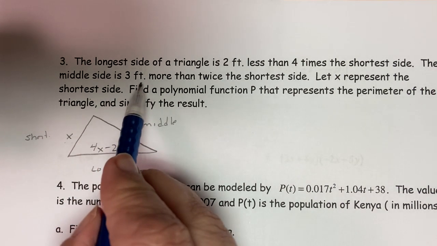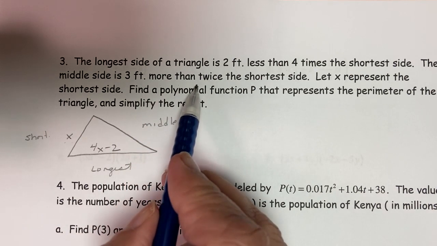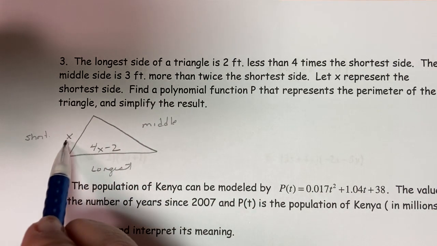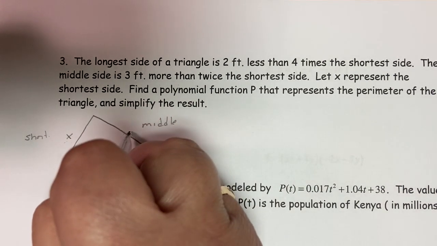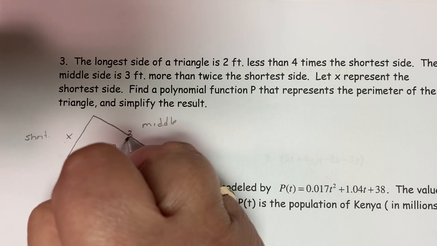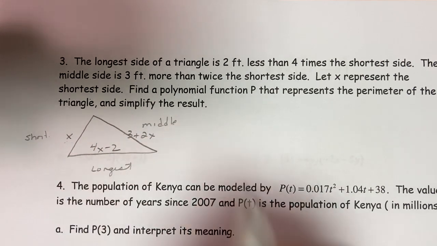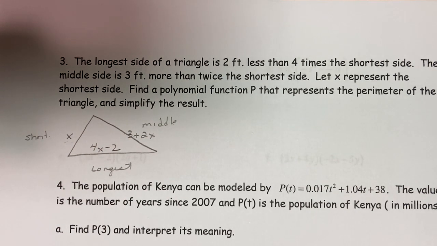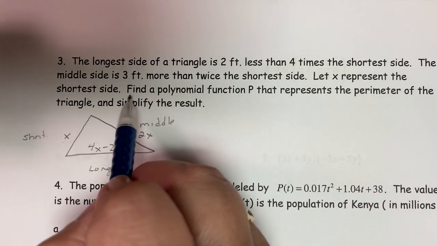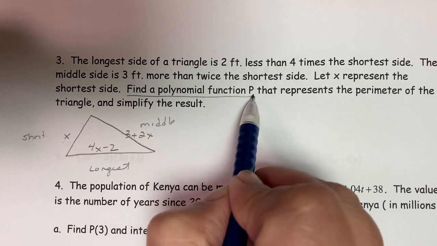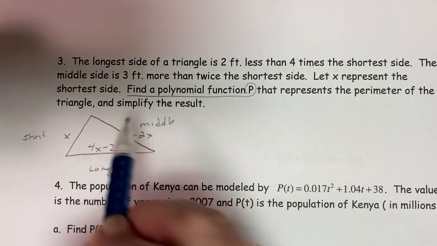The middle side is 3 feet more than twice the shortest side. So how would I write 3 feet more than twice x? That would be 3 plus 2x. So now we've represented all of our sides. So now what does it say to do? Find a polynomial function that represents the perimeter.